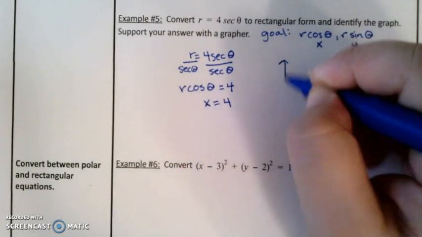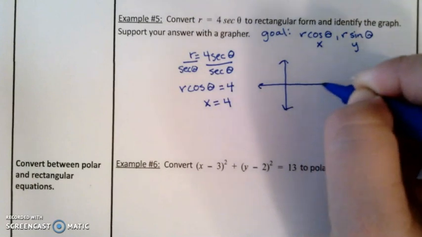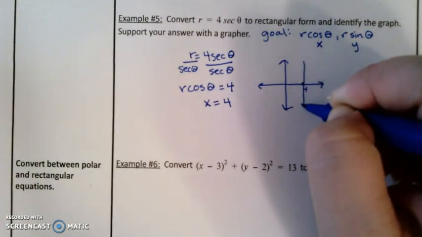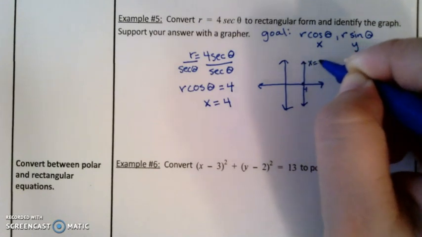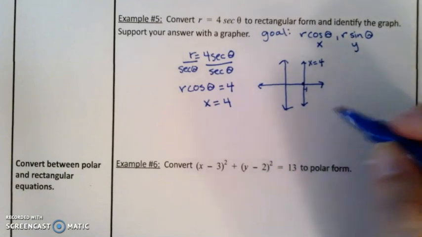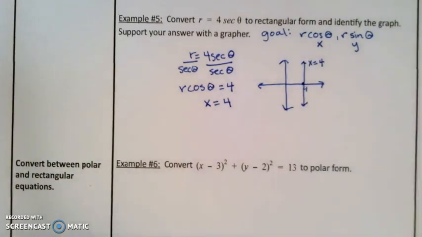Now the line x equals 4, here's where x is 4, is just a vertical line. X equals 4. So that means that this is also what the line in polar should look like, and we can verify that on our calculators.